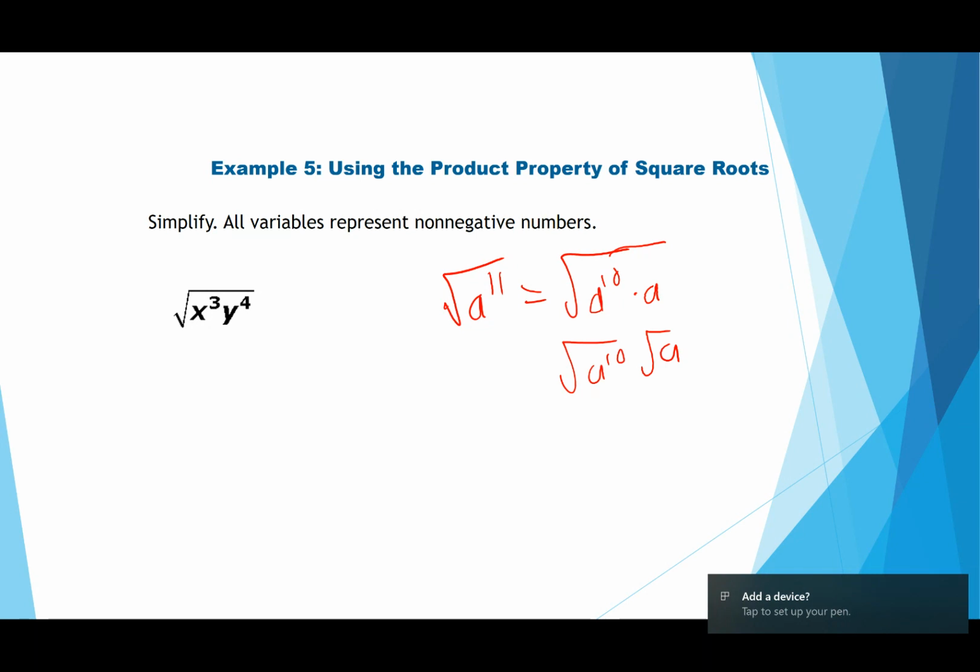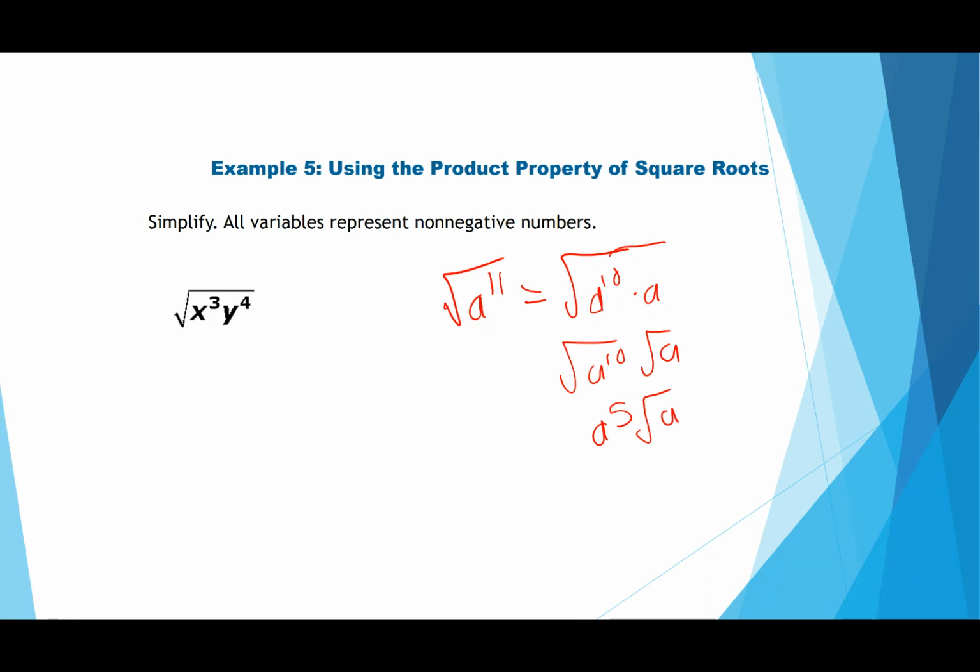Square root these pieces individually. Square root of a to the 10th is a to the 5th, because remember, any even number, you just take half of it. And the square root of a is left as that leftover bit. So every time you have an odd number exponent, you're going to have this extra variable in the radical. It should always just be that variable, plain and simple.